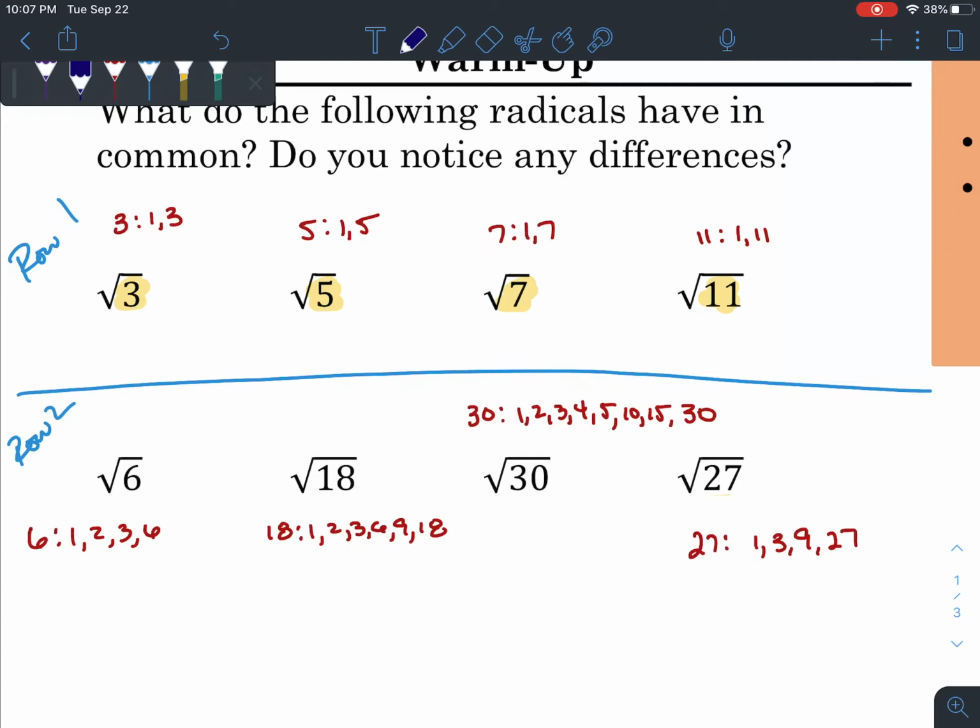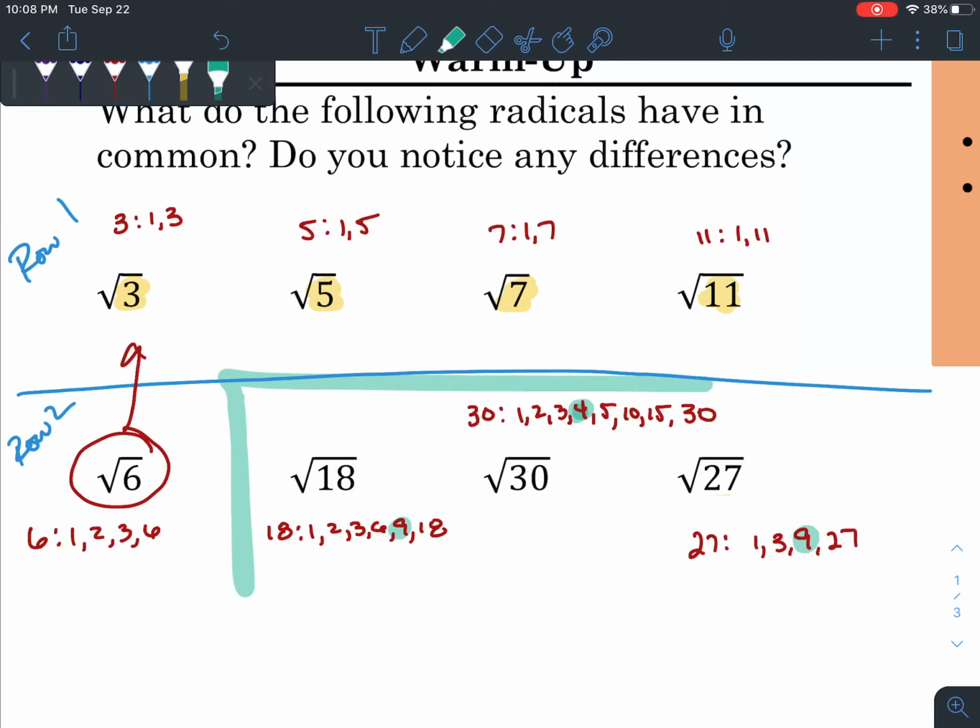Now take a look at those factors. There's something special about some of them. In radical 18, right, the factors of 18, 9 is a perfect square. When we look at 30, 4 is a perfect square. When we look at 27, 9 is a perfect square. 6 is the only one that does not have a perfect square as a factor. Since radical 6 does not have a perfect square as a factor, radical 6 can only be written as radical 6. It almost belongs in row 1.